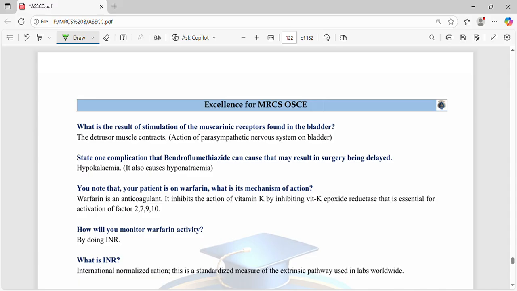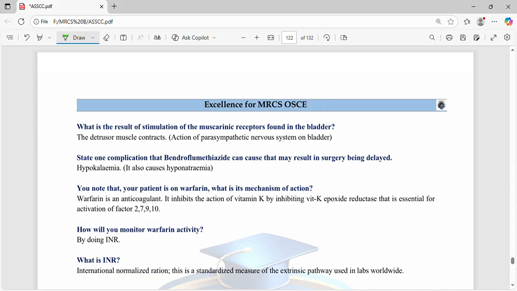State one complication of bendroflumethiazide. So bendroflumethiazide is a thiazide diuretic. This can cause electrolyte disturbances that result in surgery being delayed. So this can cause hypokalemia. It causes severe electrolyte imbalances. It can also cause hyponatremia as well.